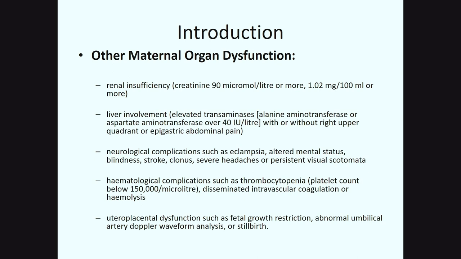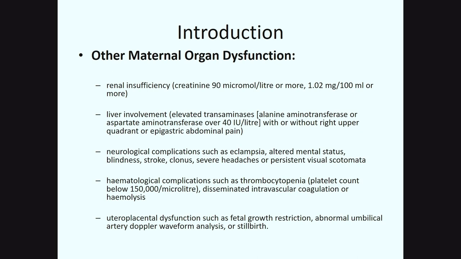I'll tell you, it's renal insufficiency, that is creatinine 90 micromoles per liter or more, or 1.02 milligrams per 100 ml or more. And the liver involvement is elevated transaminases, AST over 40, with or without right upper quadrant or epigastric abdominal pain. Neurological complications such as eclampsia, altered mental status, blindness, stroke, clonus, severe headache, or persistent visual scotoma.